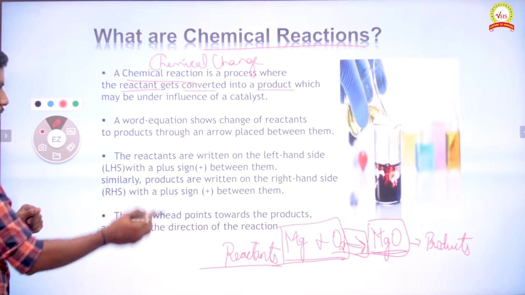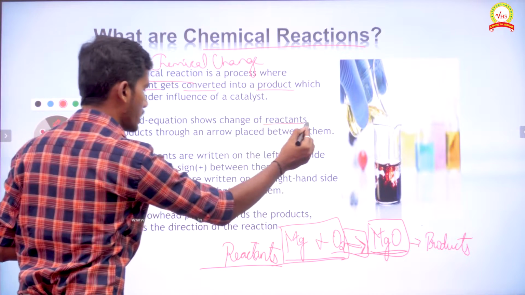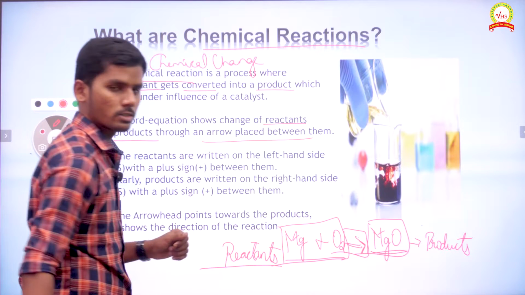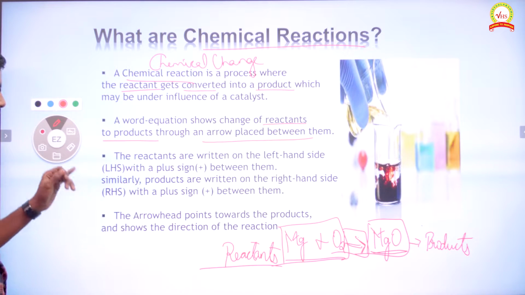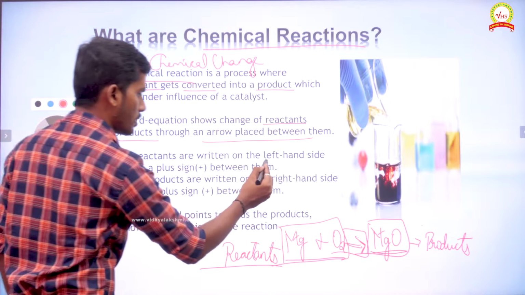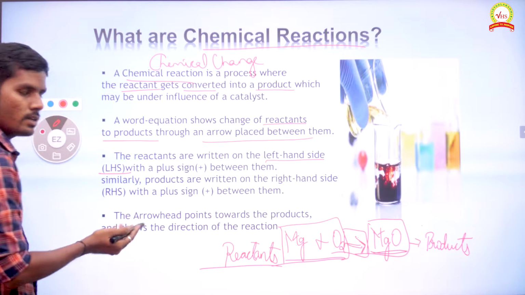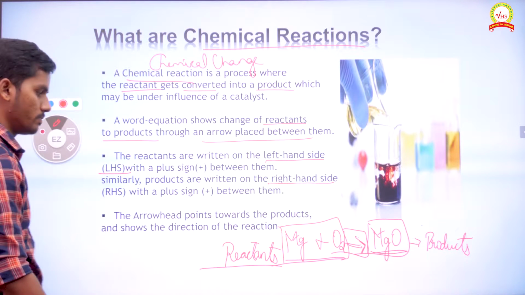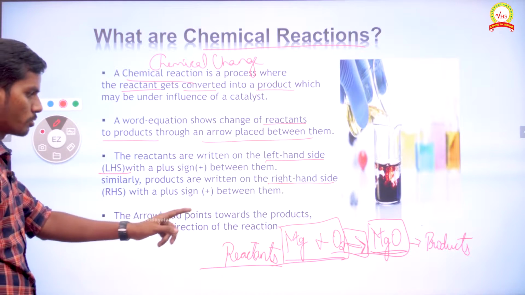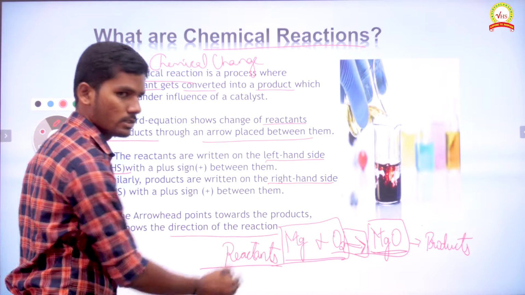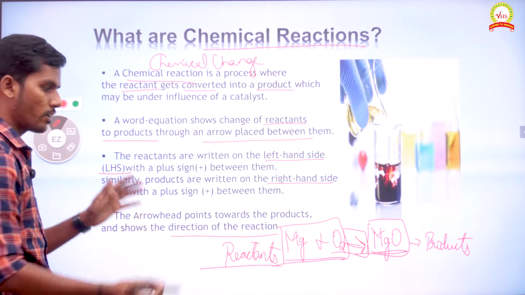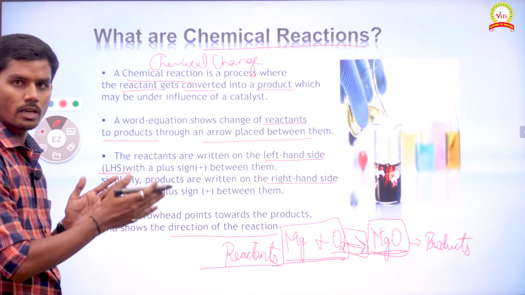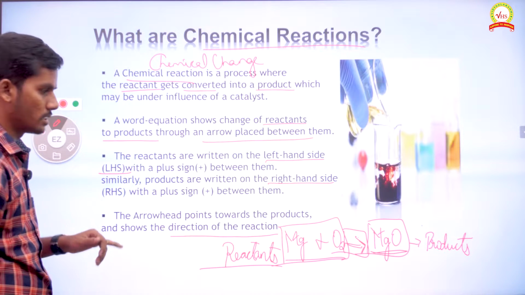So if you see these lines, a word equation shows change of reactants to products through an arrow placed between them. So this is the arrow which is being represented. The next thing, the reactants are written on the left hand side. Please keep in mind that reactants are always written on the left hand side, and products will be written on the right hand side of the chemical equation. The arrow points towards the products and shows the direction of the reaction. From reactants, they react together and form a product. So this is the actual meaning of writing a chemical equation, and this is the chemical reaction.